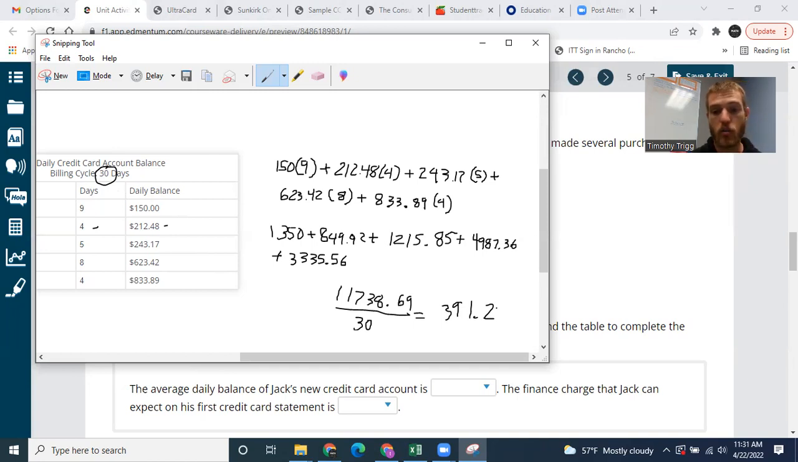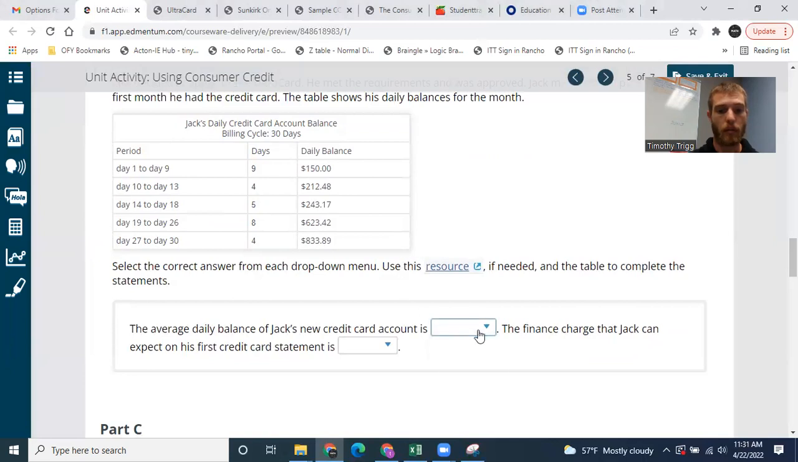The answer key says 0.22. My calculator says 0.29, but if you've got something like this, that's good. The answer key says 0.22, but it really should be about 0.29. That's okay. All right.